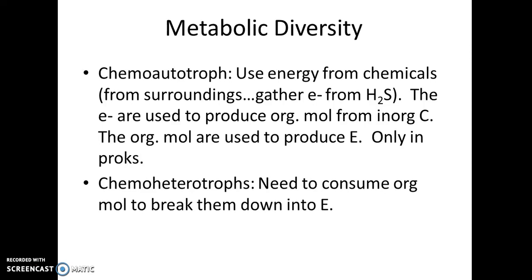Now, chemoheterotrophs, we need to consume our organic molecules for the electrons that break them down. So we're going to use glucose, right? So we take in glucose, we break glucose down. The glucose provides us with the electrons necessary to produce energy. And we'll talk about that when we talk about energy production.